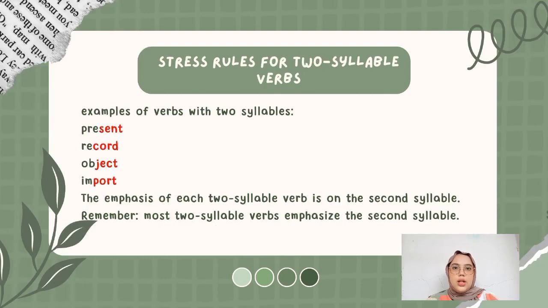Stress rules for two-syllable verbs. Examples of verbs with two syllables: present, record, object, import. The emphasis of each two-syllable verb is on the second syllable. Remember, most two-syllable verbs emphasize the second syllable.